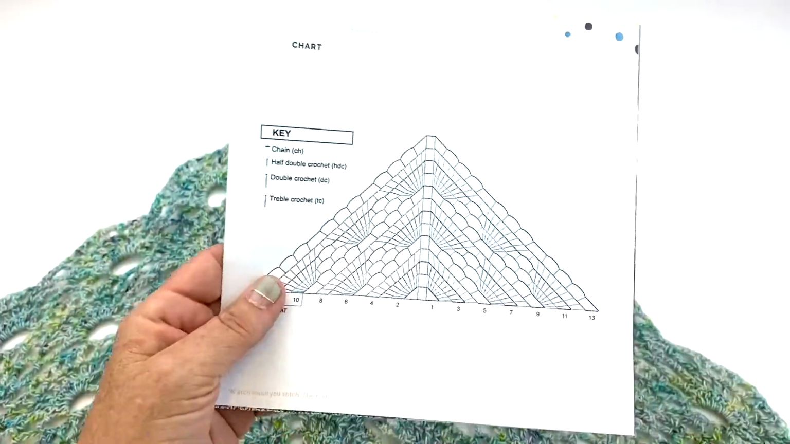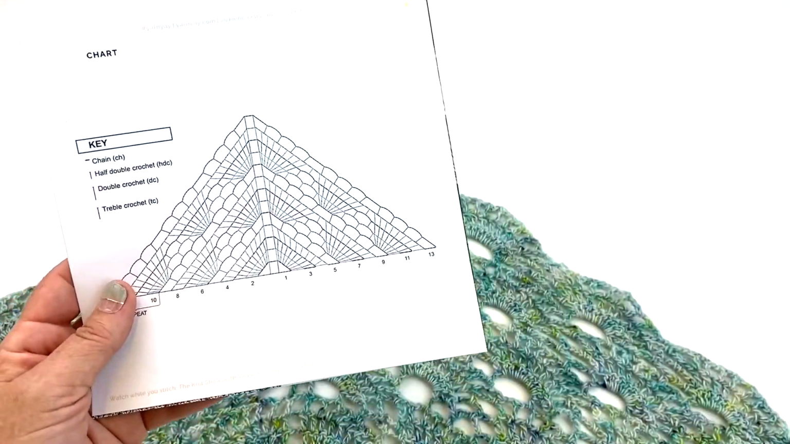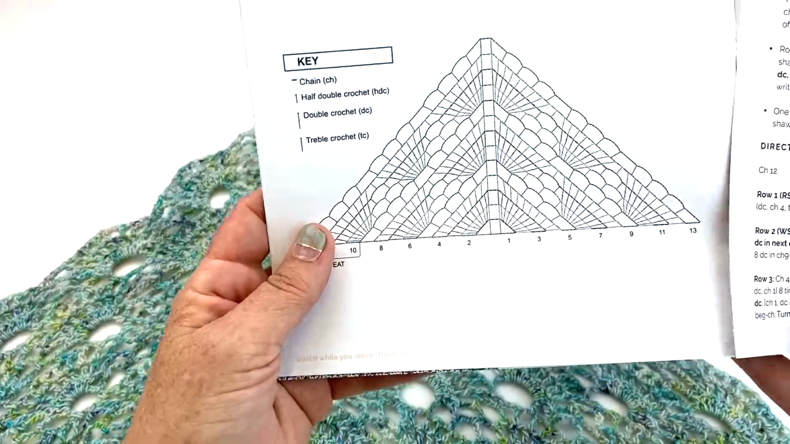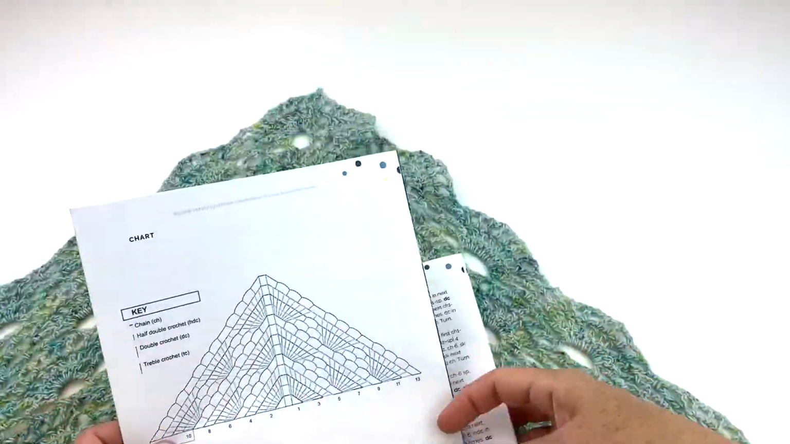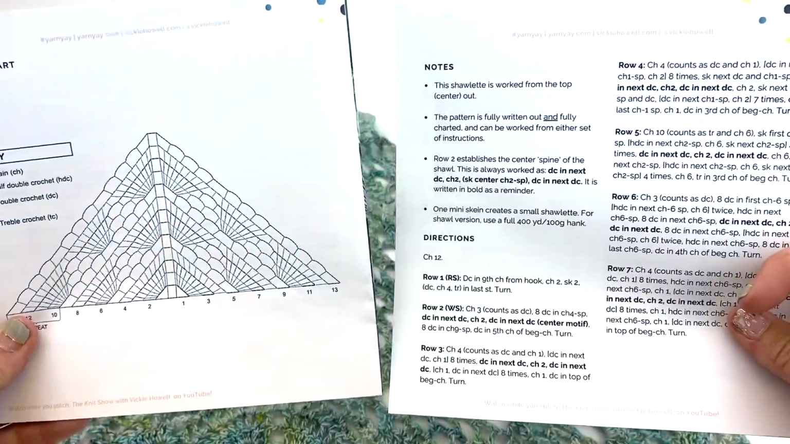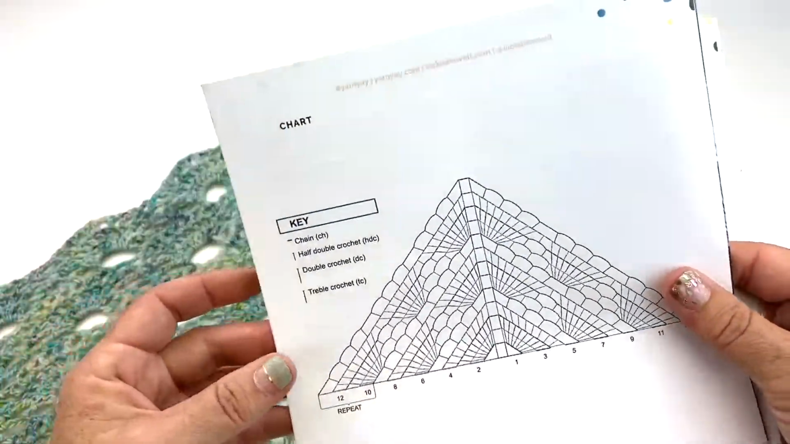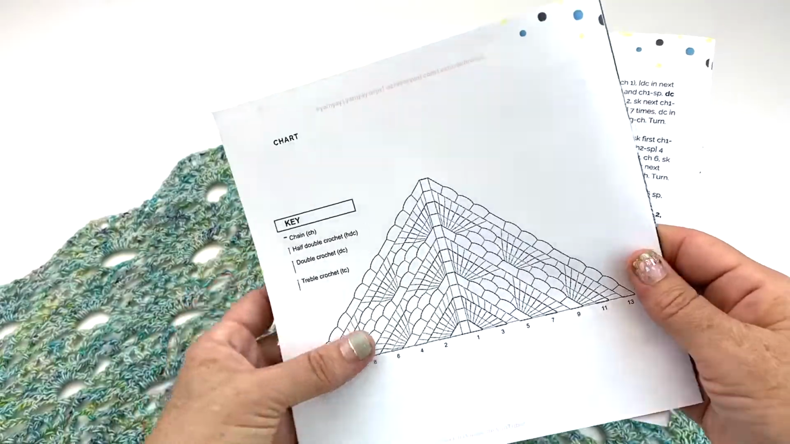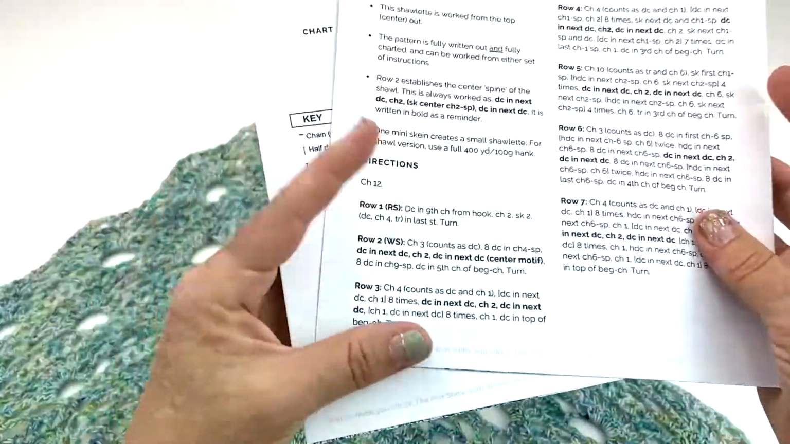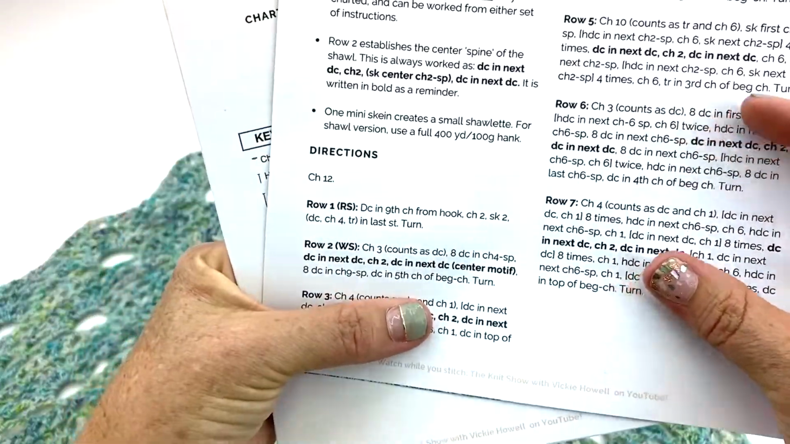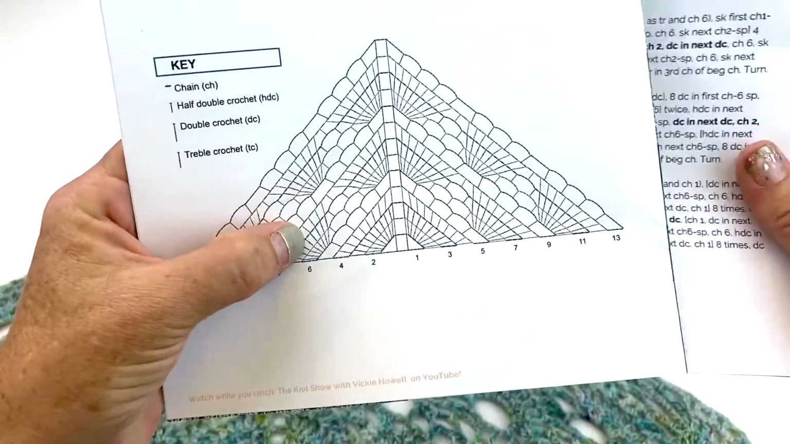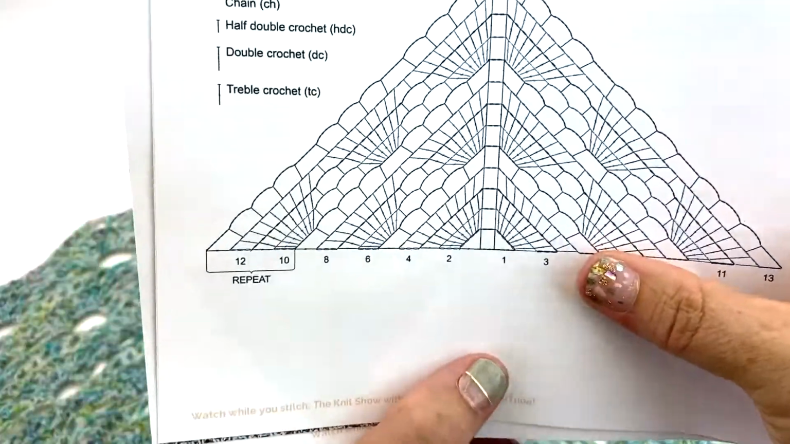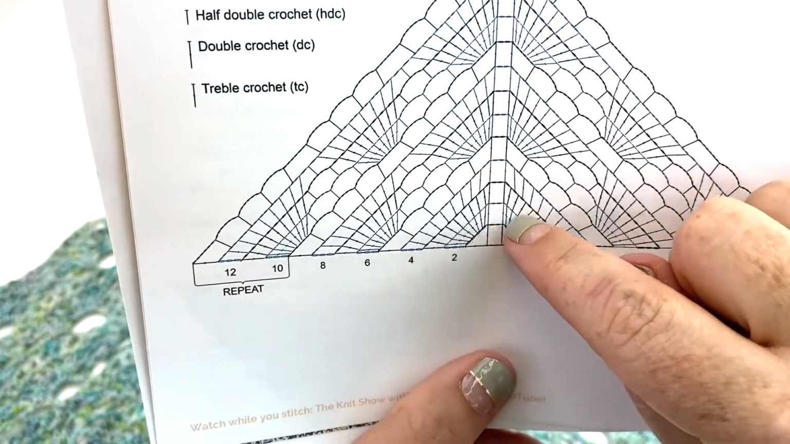Okay, the last thing I want to go over when talking about charts is how they translate from written to charts. Okay, so I think for this, I am going to go with row 2, just because it's a little bit easier and we're not dealing with the foundation chains or whatever. All right, so let's look at the instructions. The instructions for this say chain 3 counts as a double crochet. So we'll go over to our chart, and we are on row 2, that's the blue one.